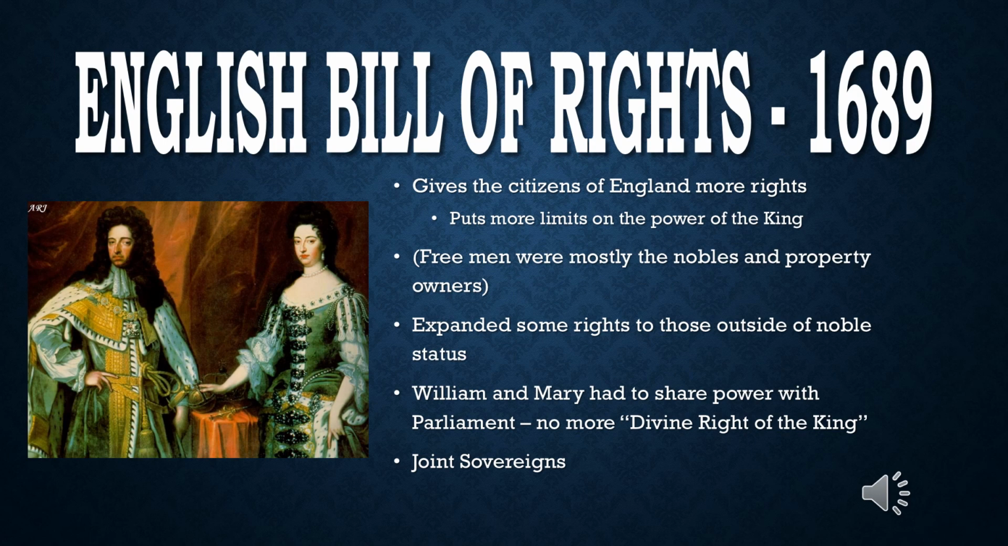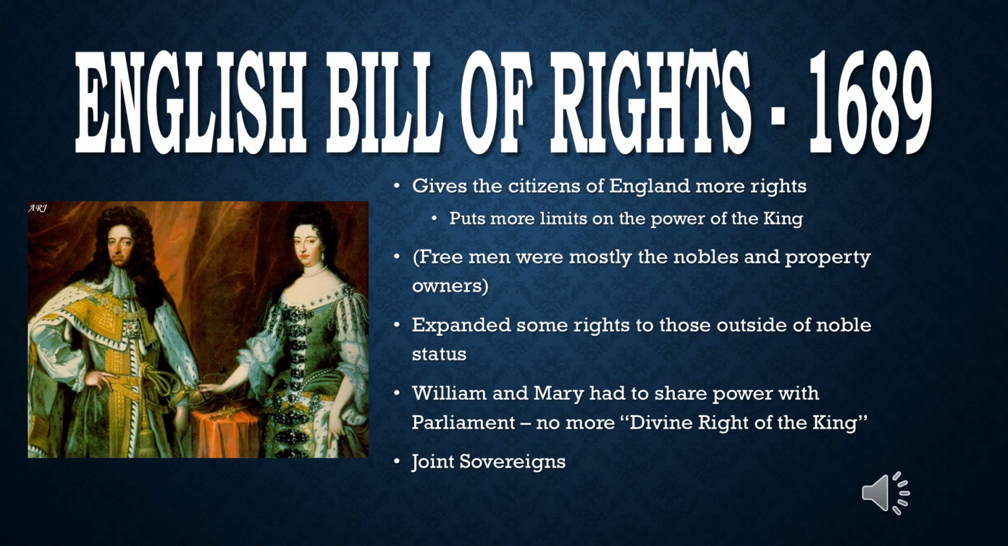Okay. In England later on, and we'll see some things are happening in the colonies before this, the English Bill of Rights is created in 1689. This gives the citizens of England more rights. It limits even further the powers of the king. Free men were mostly the nobles and property owners. It expanded some rights to those outside of noble status, so we're starting to see people with less higher class starting to have a little more say and being able to represent their people.